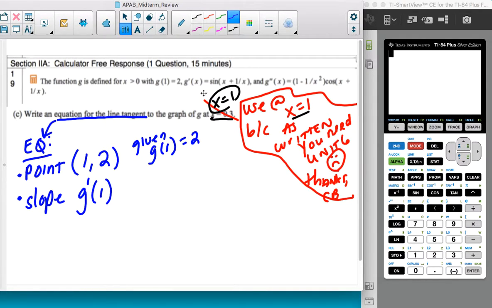But look, I have a g prime equation. So basically, that's going to be the sine of 1 plus 1, or just sine of 2. Now, you could leave it as sine of 2, or you could get a decimal in the calculator. I really don't care. Either one's fine.